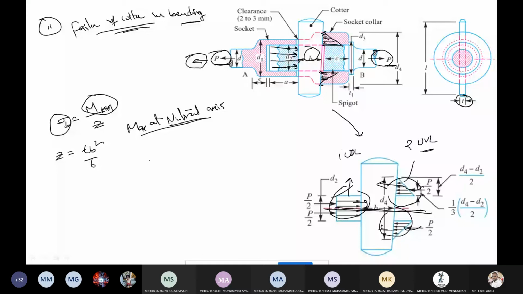So, see here, maximum bending moment: now the load is distributed as P by 2 for the uniformly distributed load. For the uniformly varying load, P by 2. Why P by 2? I am writing here the total load is P. So half load is distributed to the spigot, half load is distributed to the socket. So P by 2 for this one, P by 2 for this one.